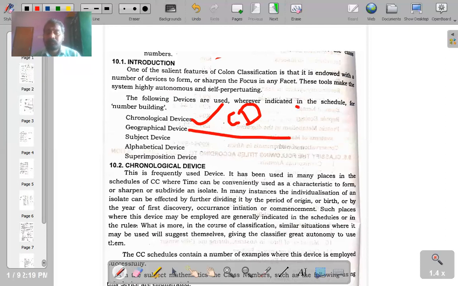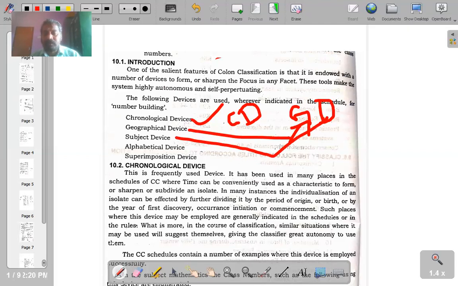Then comes GD, geographical device. Whenever you are going to make use of the name of a place, of a country or a city or a continent, or natural features like desert or valley, they are all called geographical devices. So you go to the geographical schedule, the space isolates, and take numbers from space isolates, but these numbers will be used either to form a new isolate or to sharpen the already existing isolate. So it's called geographical device.